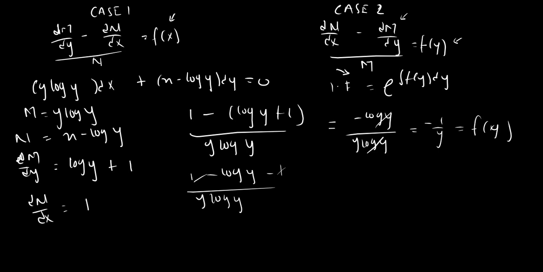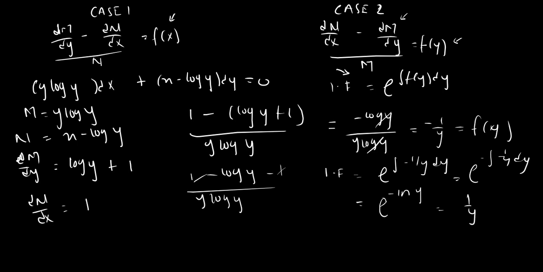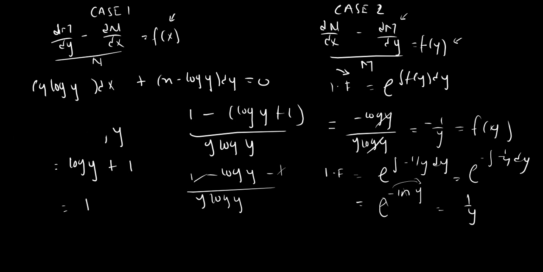So after we have gotten that, we are going to be finding our integrating factor. So we're going to have e to the power of negative 1 over y dy, and this is going to be equal to e to the negative integral of 1 over y dy, and this is going to be equal to e to the negative ln of y, and this is going to be equal to 1 over y, right? After this we'll cancel this, it will come here to be negative 1, so we have 1 over y as our integrating factor.